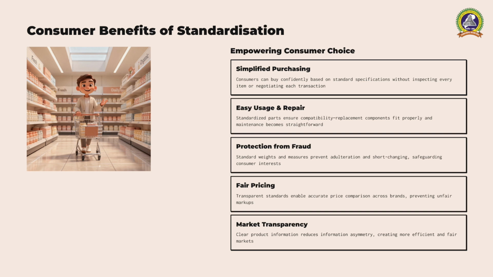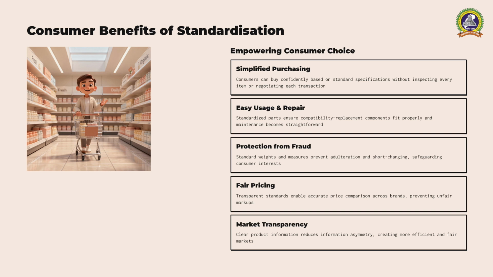Second, using facility. Standardized goods come with specific instructions and composition details, making them easy to use. Furthermore, because parts are standardized, repair facilities are more accessible. Third, protection. Customers are protected from cheating. Standardization minimizes quality related risk, ensuring protection from adulteration.